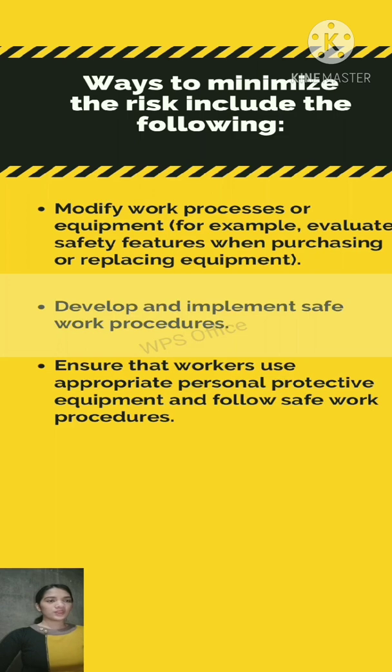These are some ways on how to minimize the risk in the hospitality industry. First, modify work processes or equipment. For example, evaluate safety features when purchasing or replacing equipment. Second, develop and implement safe work procedures. And the last one, ensure that workers use appropriate personal protective equipment and follow safe work procedures.